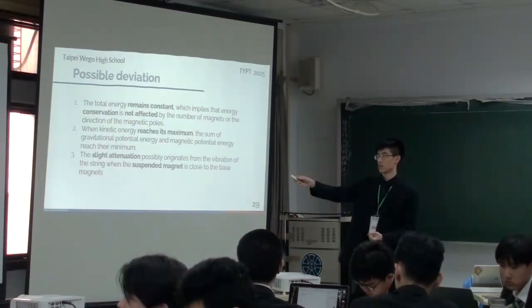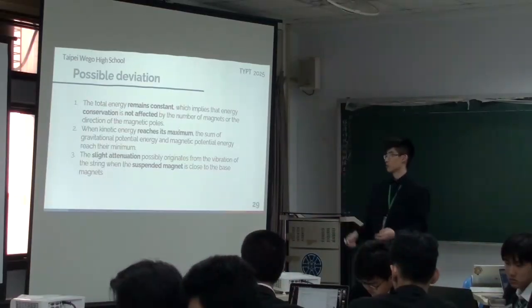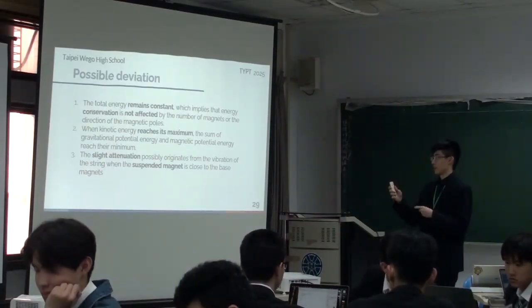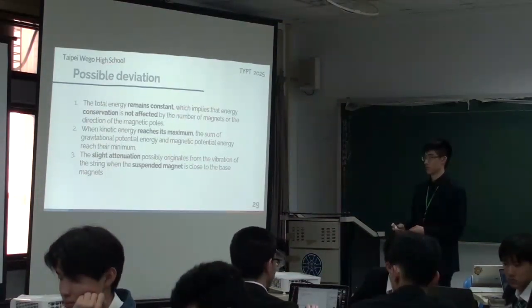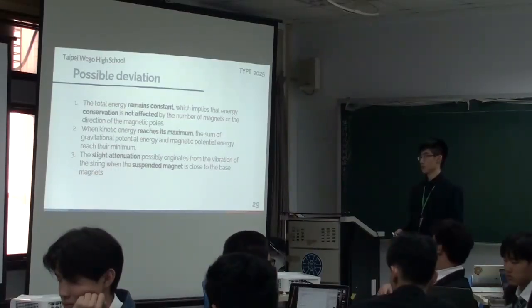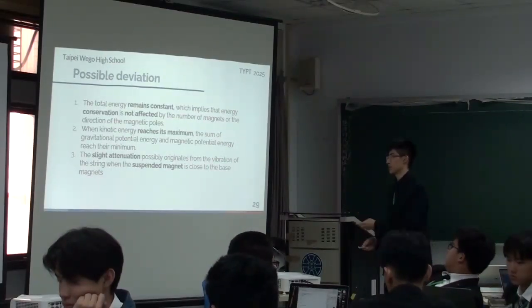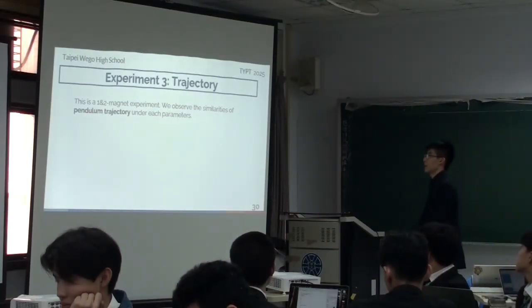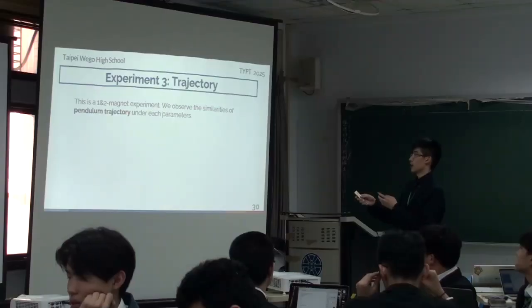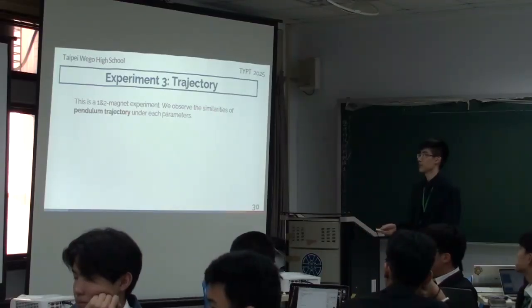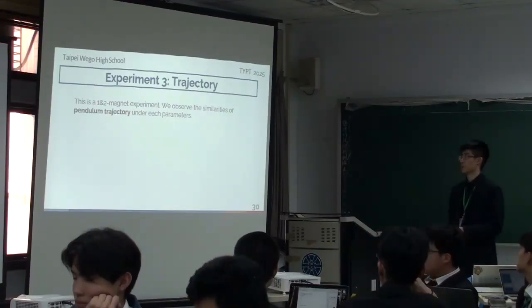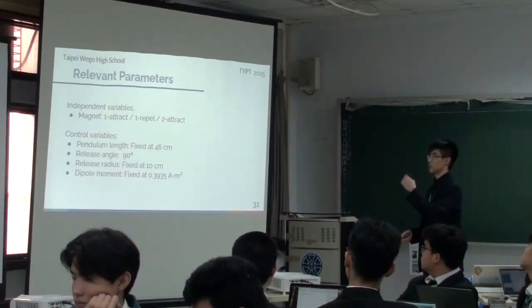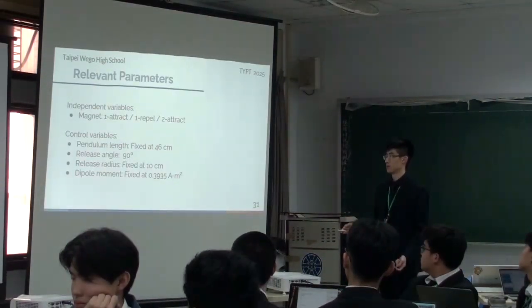And the third point, the slight nutation possibly originates from the vibration of the string, which I mentioned in the previous presentation, when the suspended magnet is close to the base magnets. So in experiment 3, we want to observe the similarities of pendulum trajectories under different parameters. Here are some independent variables and control variables.